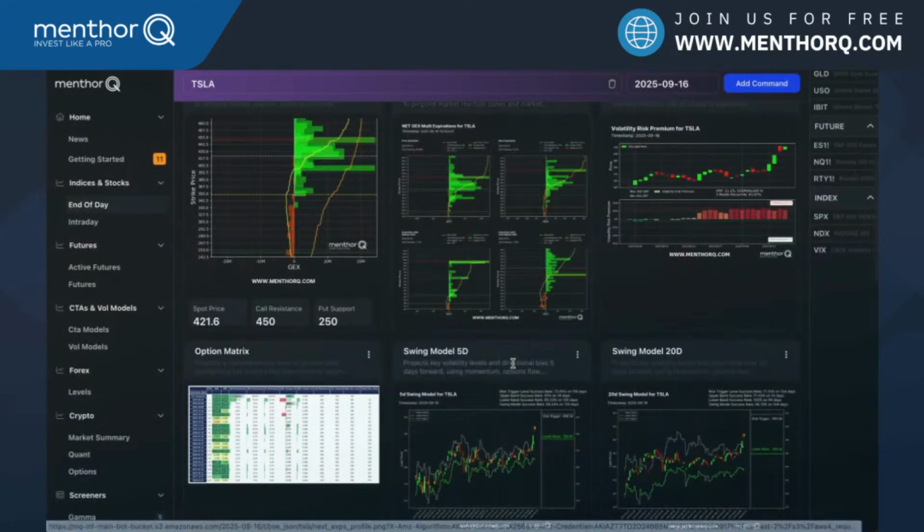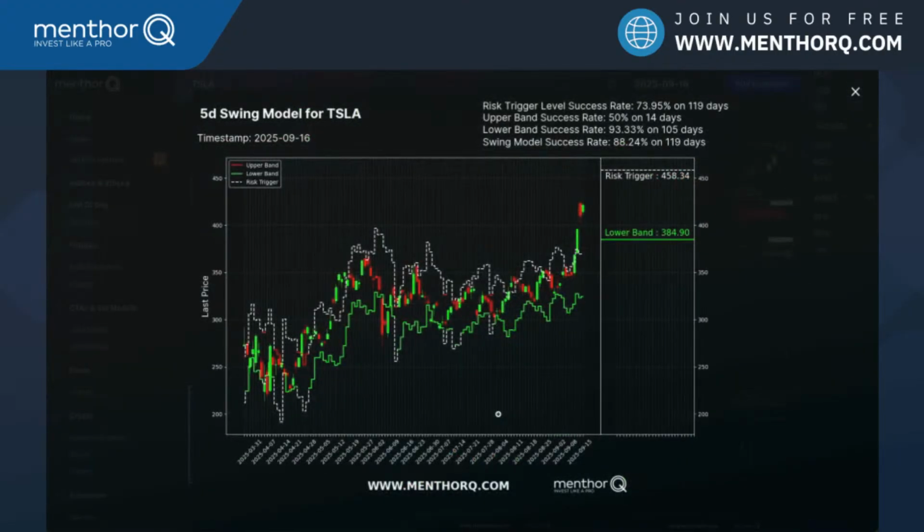Then we also want to go and look at our swing trading model, right? So the swing trading model, again, we are in a bullish bias, right? And we have a lower band at 384, and we have a risk trigger at 458. So those levels could actually become your levels for your strike price for a spread or for selling options, if you are thinking that is the right strategy for you.